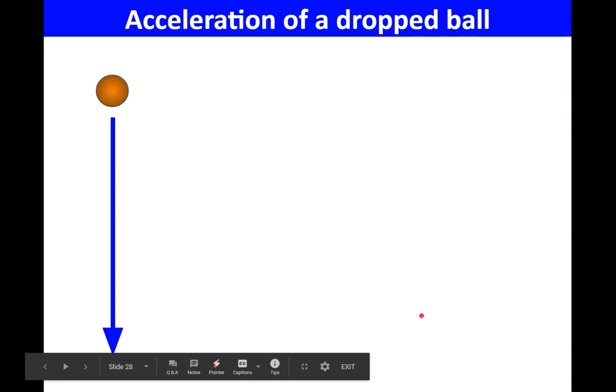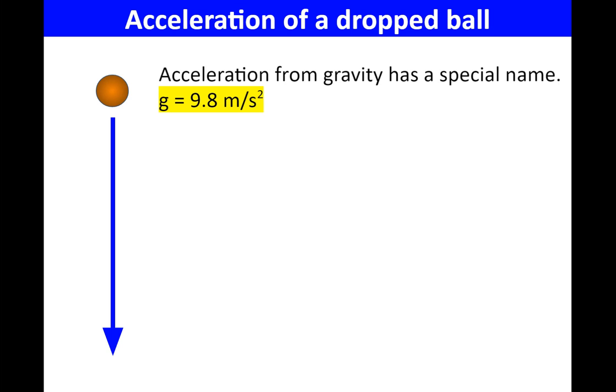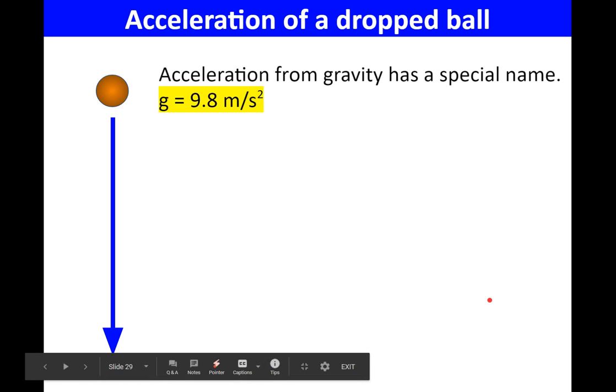Here's another special case: acceleration of a dropped ball. So there's a ball up in the air, you're up on top of a building and you just drop this ball. The acceleration from gravity has a special name and we call it g, for gravity on the Earth, which almost everybody is all the time. There are different accelerations from gravity depending on where you are in space and what planet you're on, but we're so much on Earth that it just has a special name. It's g, and it's 9.8 meters per second squared.